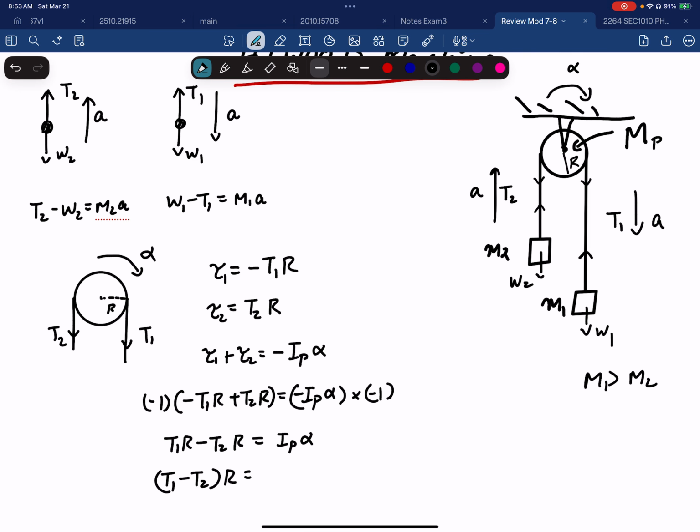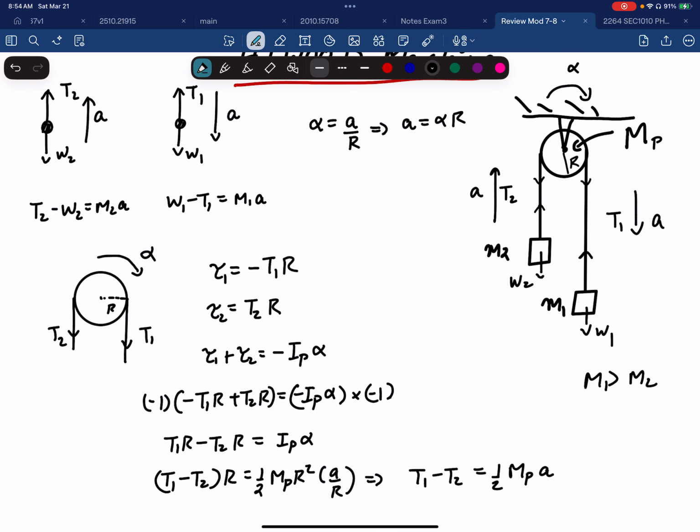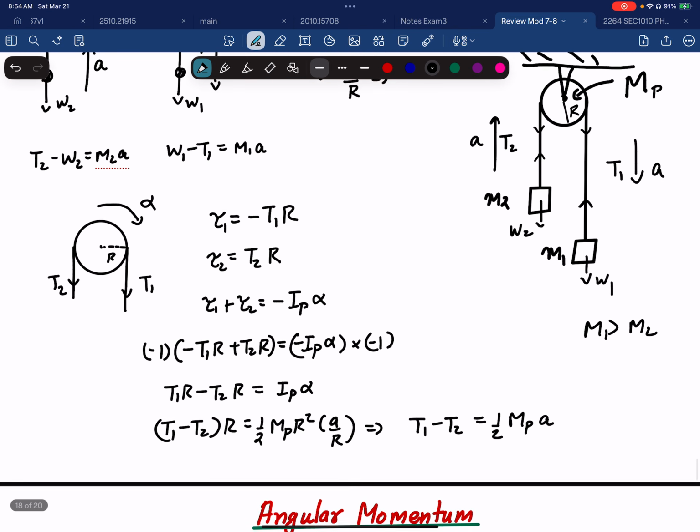Now again, we do the same thing. We put back what is I_P, which is half M_P R squared. We take the alpha. Again, we know what alpha is. Alpha is A upon R, which actually comes from A, because your acceleration is tangential, which is alpha times R. This basically gives us half M_P A. Good?